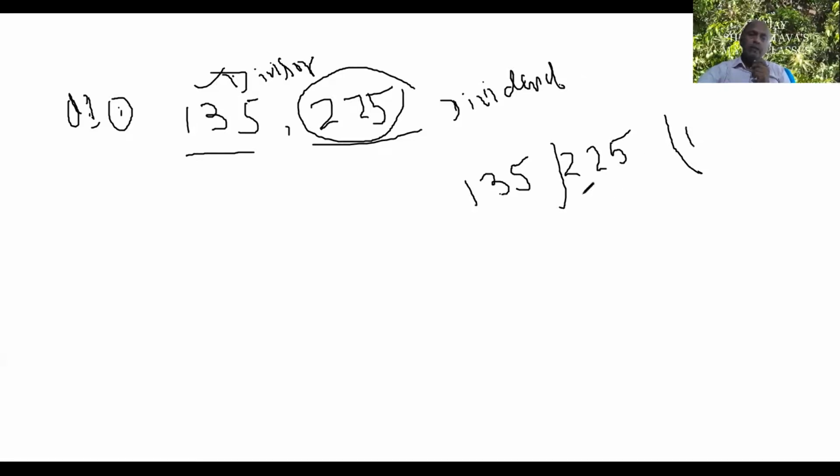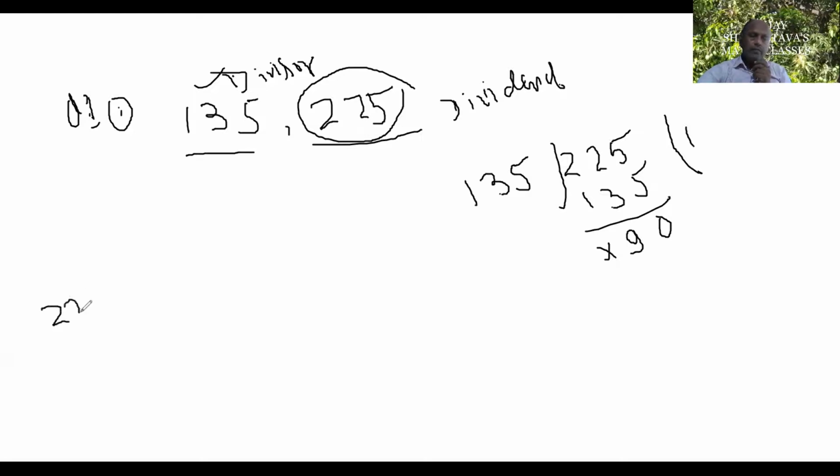So 135 times 1 is 135, you solve it. The remainder is 90. 5 minus 5, 0. 12 minus 3, 9. So the remainder is 90. So 225 you can write as Euclid's division lemma: 135 into 1 plus 90 is the remainder.